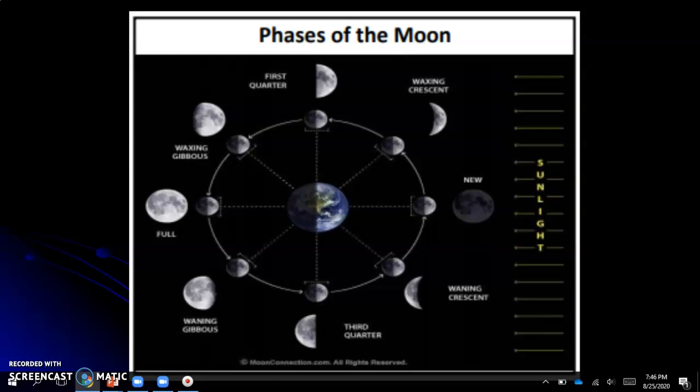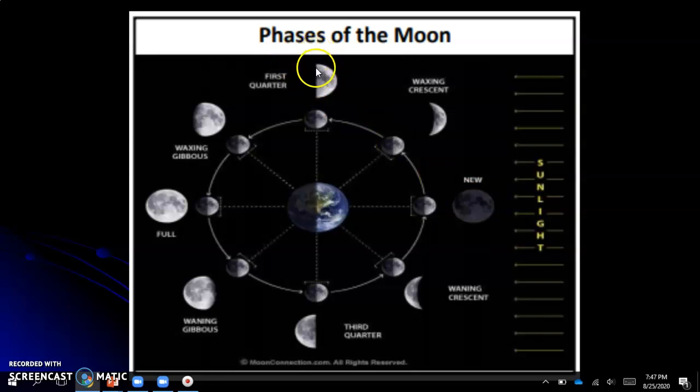These are the phases of the moon. I don't need you to necessarily know these by heart. What we're going to be focused on for the tides is the new moon. The new moon is when basically it's nighttime, so it's not getting sunlight shining on it. So new moon is when we don't see the moon.